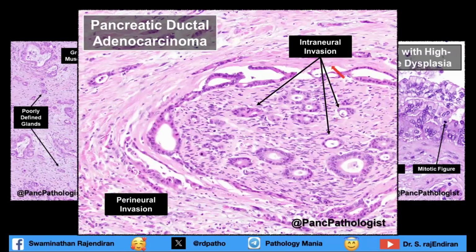And we talk about perineural. This is a beautiful example of perineural and intraneural invasion. And in the exam, there is one more mnemonic. Perineural invasion is seen in 3 P's: parotid, pancreas, and prostate. Please remember, parotid, pancreas, and prostate adenocarcinomas can have perineural invasion.